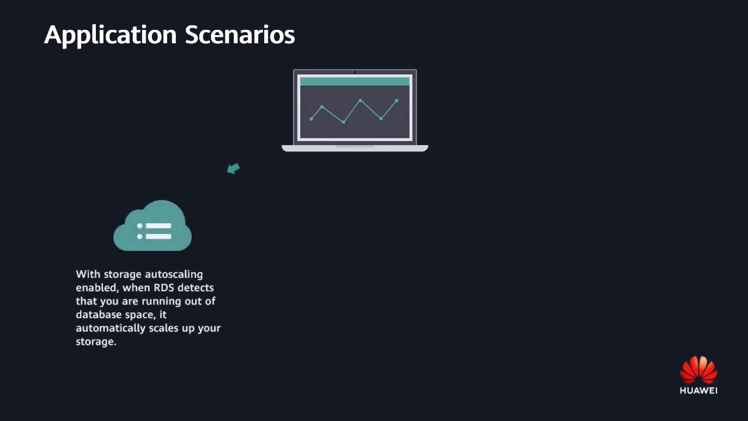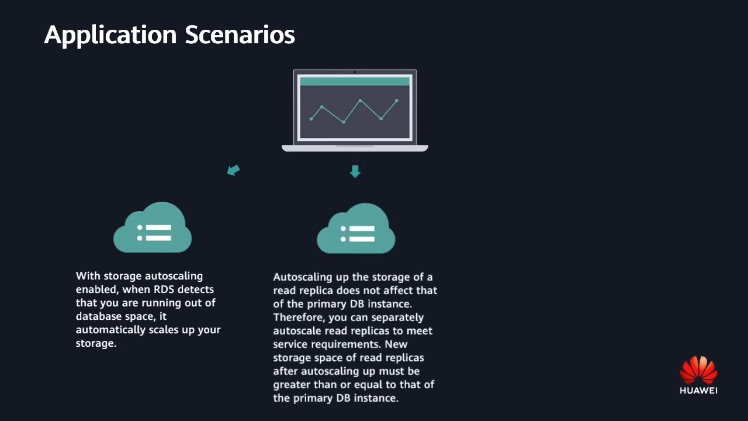With storage autoscaling enabled, when RDS detects that you are running out of database space, it automatically scales up your storage. Autoscaling up the storage of a read replica does not affect that of the primary DB instance. Therefore, you can separately autoscale read replicas to meet service requirements.